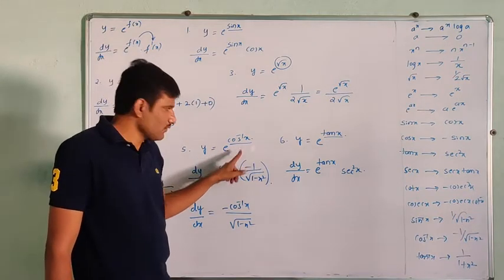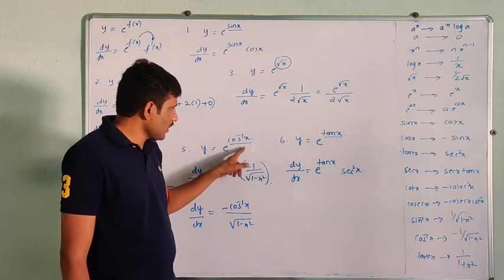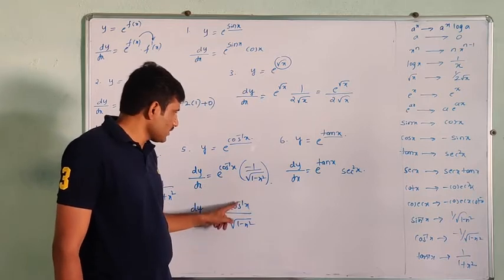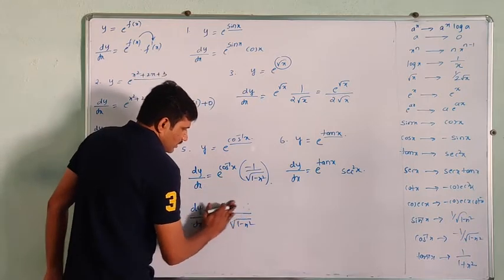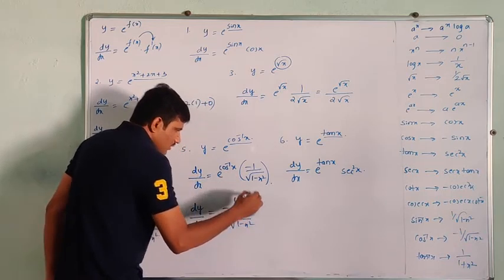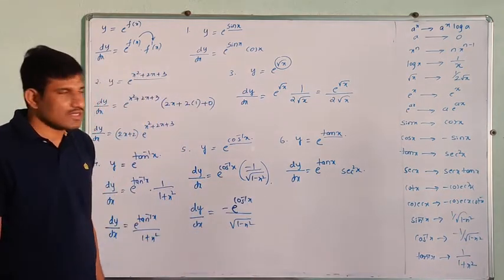Derivative of e raised to cos inverse x is e raised to cos inverse x into derivative of cos inverse x, minus 1 by root of 1 minus x square. That is minus e raised to cos inverse x divided by root of 1 minus x square.